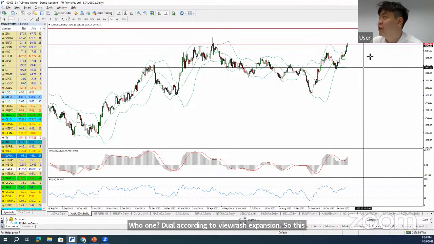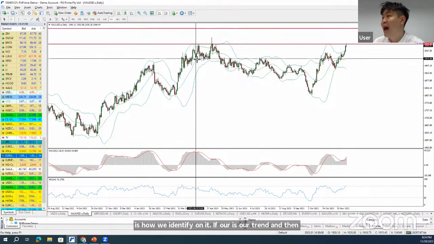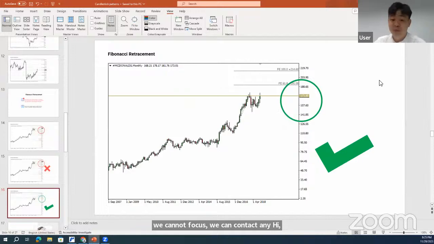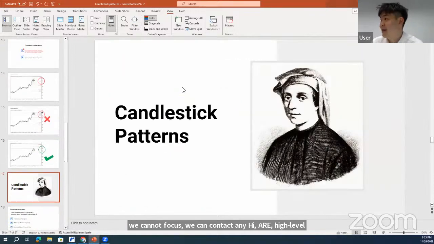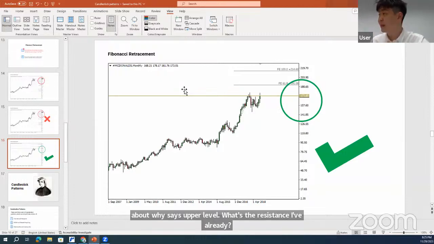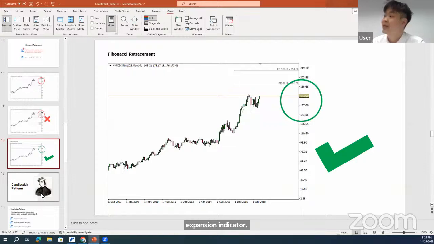If overall it is our trend, and we can't find any high level already, then Fibonacci expansion is going to help you. Okay, now you guys have a brief understanding of what the support level and resistance level are, and you also have some understanding of the Fibonacci retracement indicator and Fibonacci expansion indicator. So now we are going to focus on the candlestick patterns.